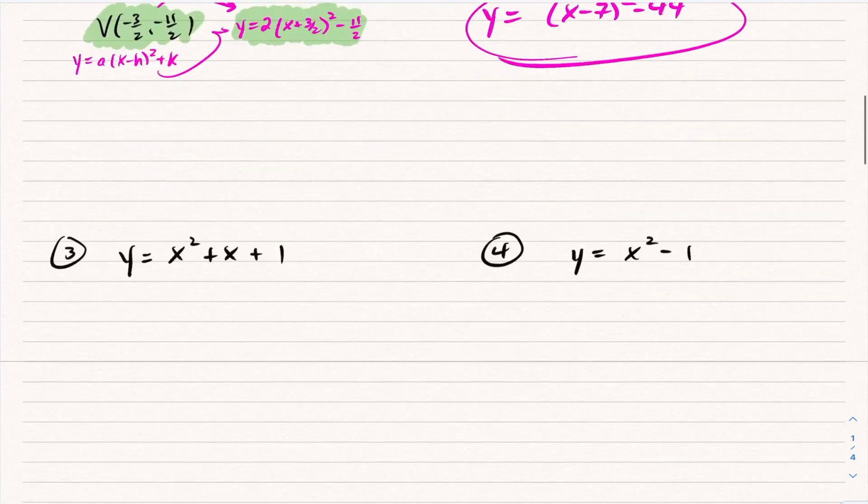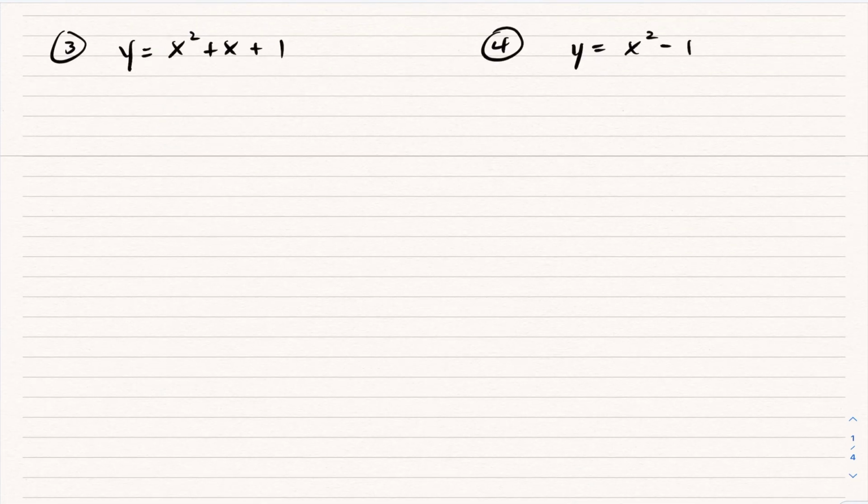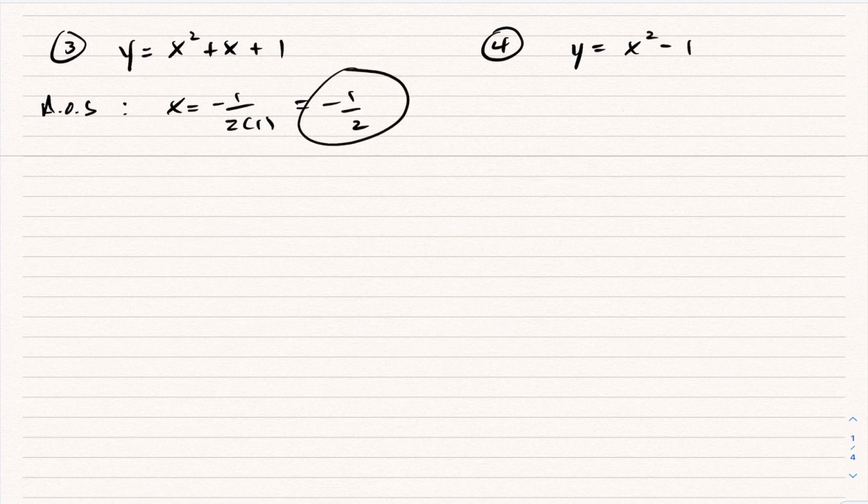Okay, let's check out another. So same idea here. My axis of symmetry is going to be x equals negative b over 2a. So in this case, we get negative a half for my axis of symmetry. Now I sub that into my original quadratic to find the corresponding y value.